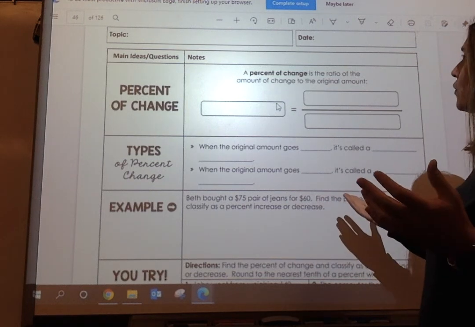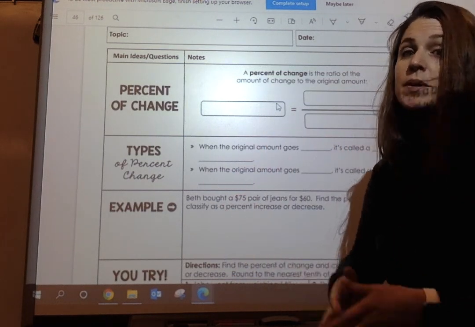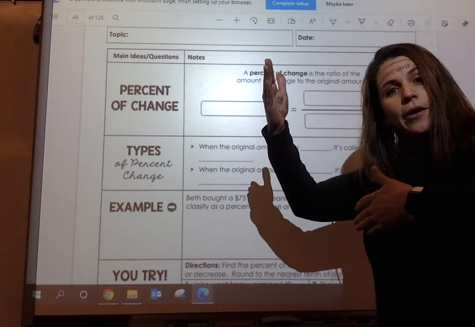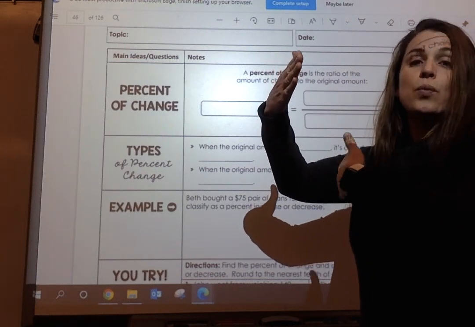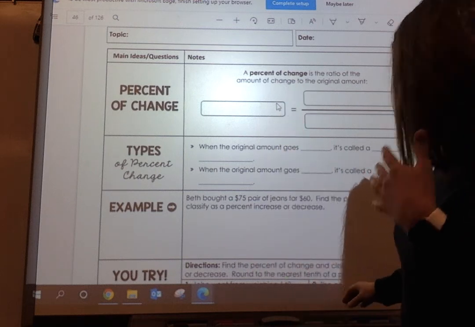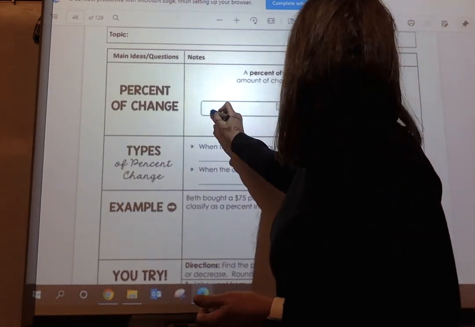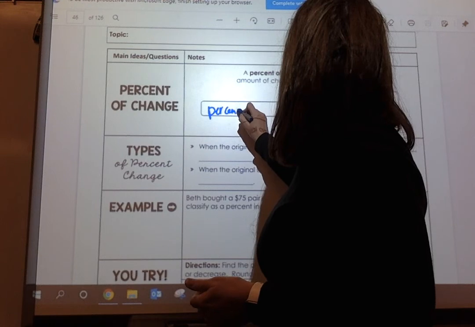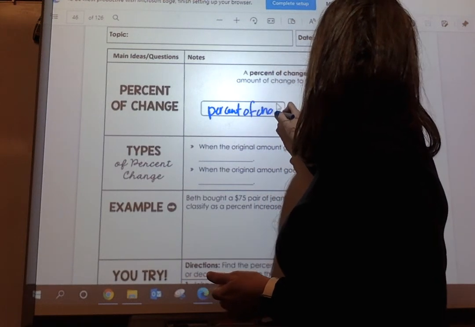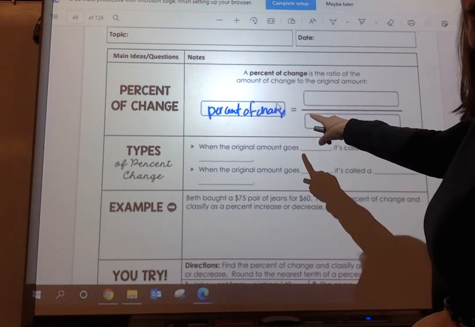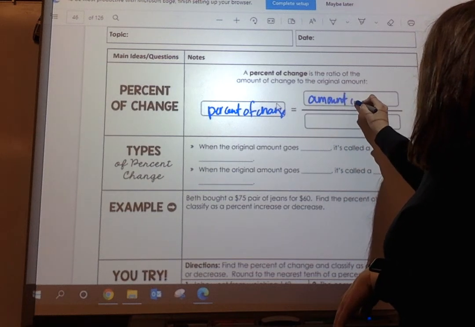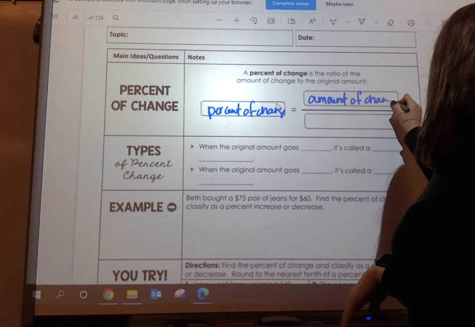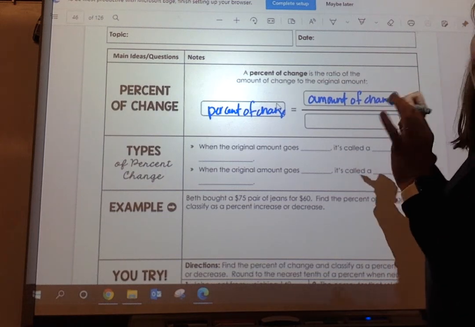All a percent of change is, it's a ratio. We've been dealing with ratios. So what does it compare? It compares the difference of something over the original amount. So when you look at this, percent of change equals, it is a formula, so that's why I have an equal sign, the amount of change over the original amount.